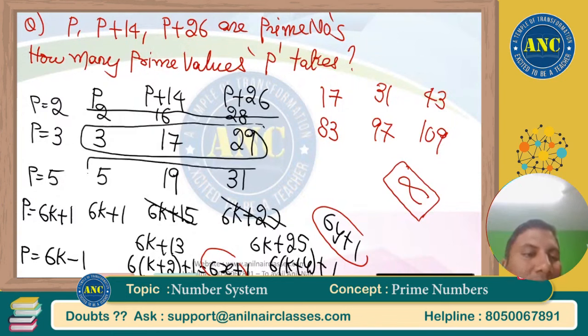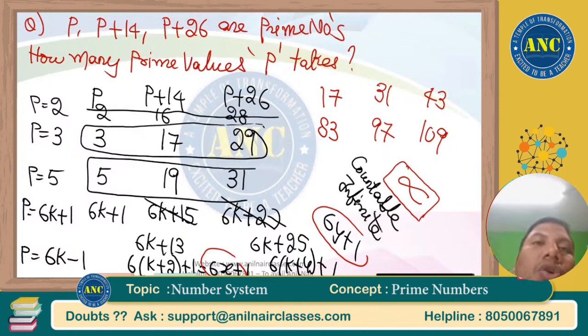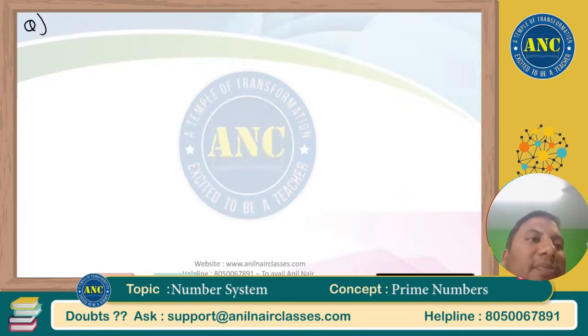These are possible, and there are some prime numbers which are of the form 6k minus 1 possible. So many values, plus 1 or 2 values, it will tend to countable infinite. The answer for this question is countable infinite. I hope the idea is clear. Two questions, very easy questions if you understand the logic. Next one, the same question can also be asked like this.